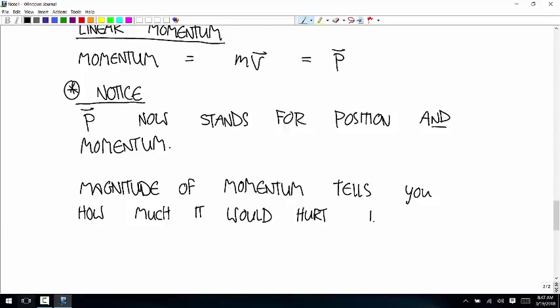How much it would hurt if that thing ran into you. Football coaches are interested in finding the people who can create the largest magnitude of momentum. You want a big person who can run really fast because you want to hurt people. Yeah, that's true, but that's not being addressed here.